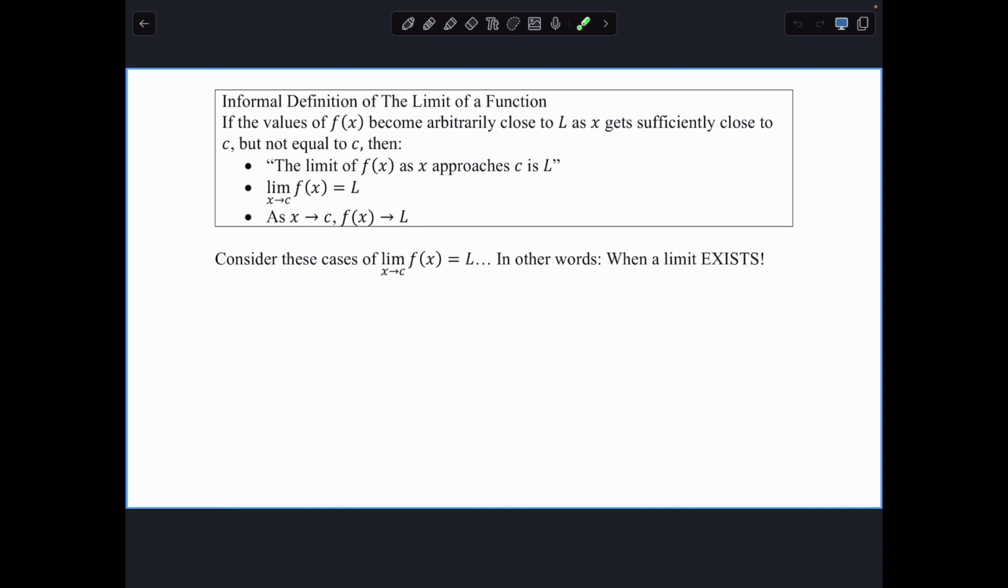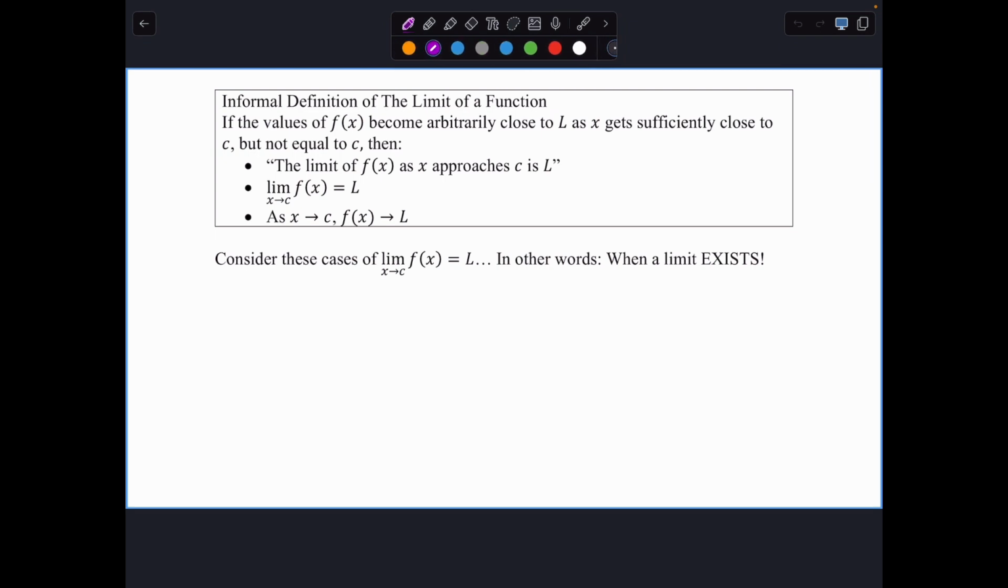Understanding these 3 cases for when this statement is true is important. It's also important to understand whenever this statement isn't true. So I'm going to go through right now the 3 cases of when we say a limit exists. And the first one is pretty straightforward.